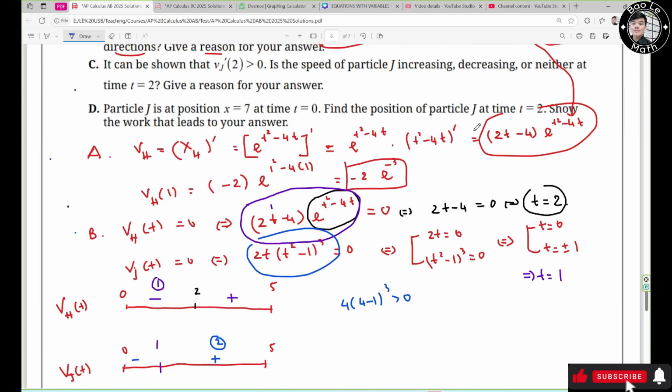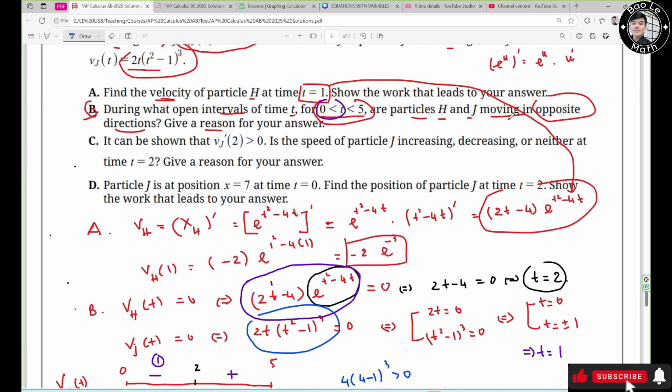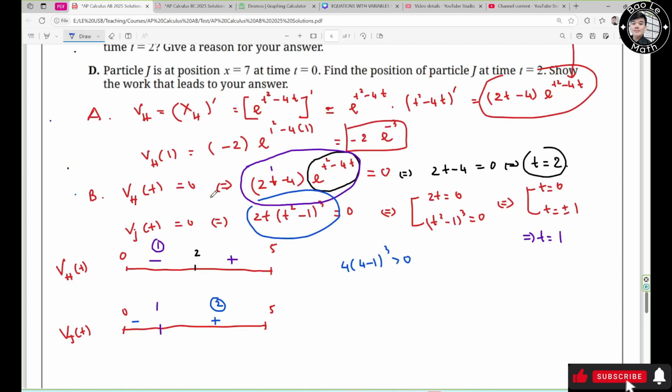Now I'm going to go back to question B. It says H and J are moving in opposite direction, right? Which means they have opposite sign, right? Now look at the first function right here. From 0 to 2, it's going to be negative, right? I'm going to put 1 right here to see what happens, right? From 0 to 1, this is negative. From 1 to 2, it's going to be negative, right? Now I'm going to put 2 right here, right?